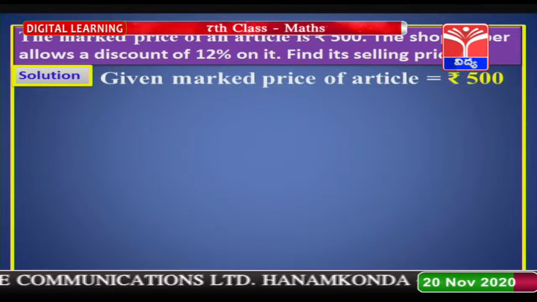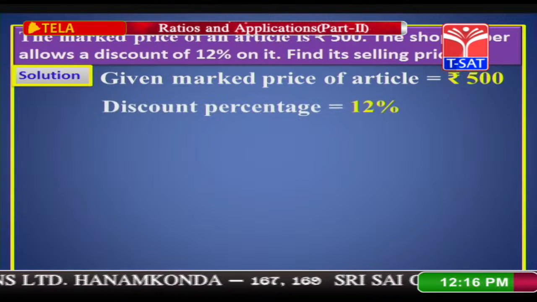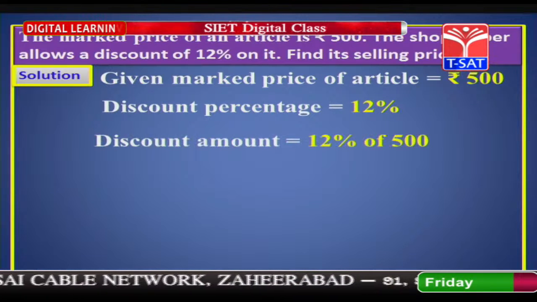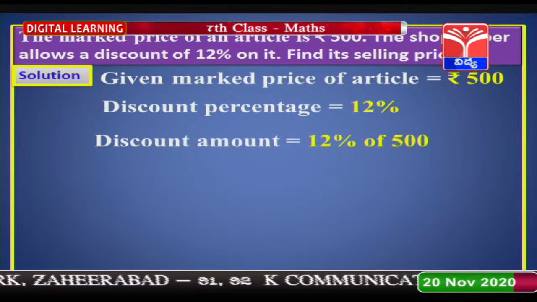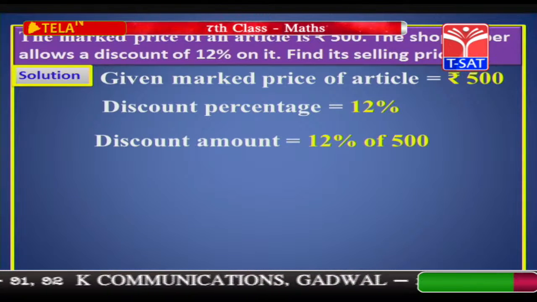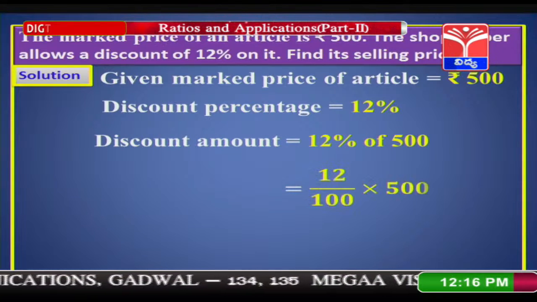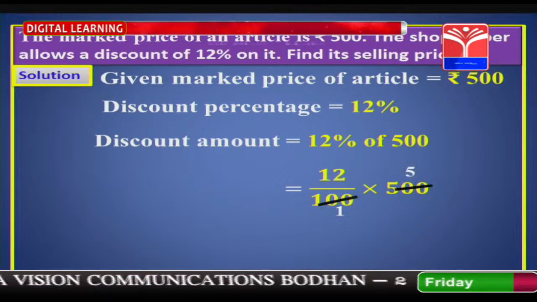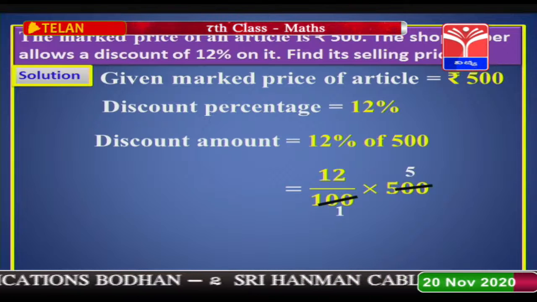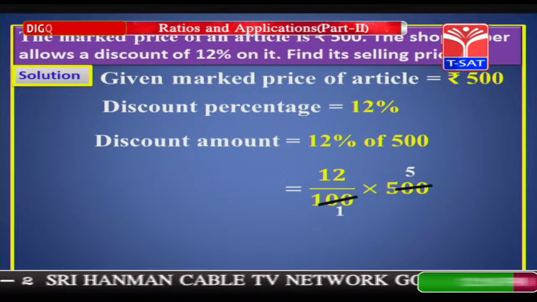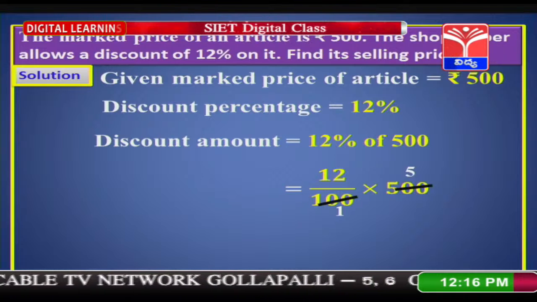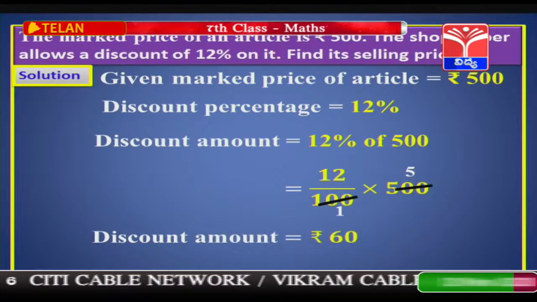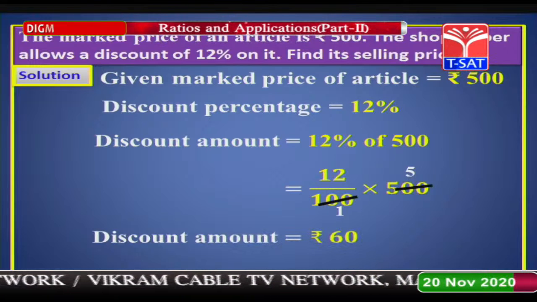Given, mark price of the article is 500 rupees and what is the discount percentage? 12%. Now, we need to find the selling price. So, the discount amount will be 12% of this 500 rupees. Okay. So, 12% is 12 by 100 into 500. Now, we can cancel 100 and 500 as shown, that is 100 goes one time in 100, whereas in 500 it goes 5 times. So, what is left, children? 12 into 5, which is 60 rupees. That means the discount amount is 60 rupees.